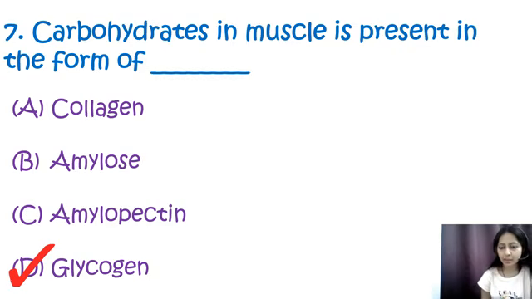Our body can break down this stored glycogen into glucose units, and then our cells can take this and provide us the energy. Whereas collagen, amylose and amylopectins are not found in our body muscles. So over here my correct option will be D, that is glycogen.